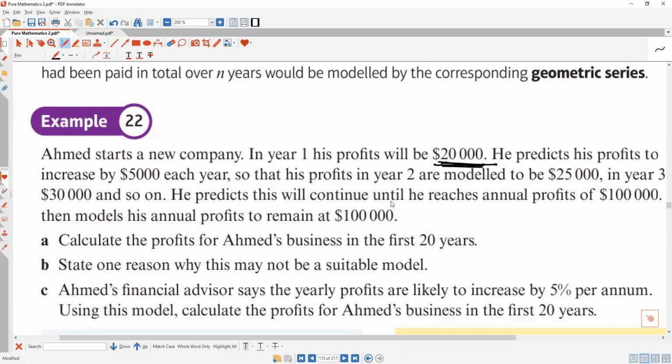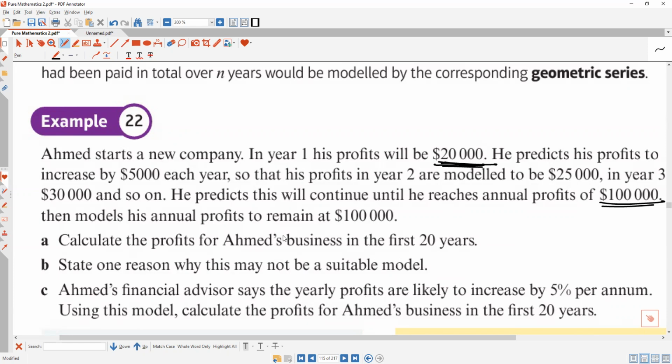He predicts this will continue until he reaches 100,000. His profit will keep increasing, straight line, not exponential, straight line, as long as he reaches 100,000. After that, because there is nothing known as unlimited profit, there is a limit after which you cannot earn more than that. It depends on company to company though. Okay, fine. The question says calculate the profits of Ahmed's business in the first 20 years. So what will his profit be in the first 20 years?